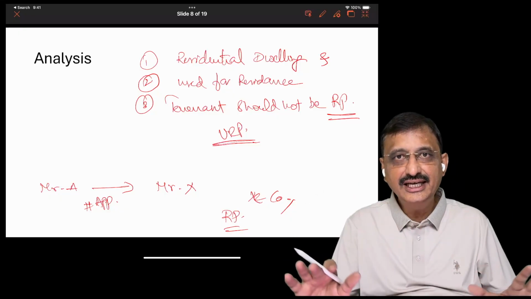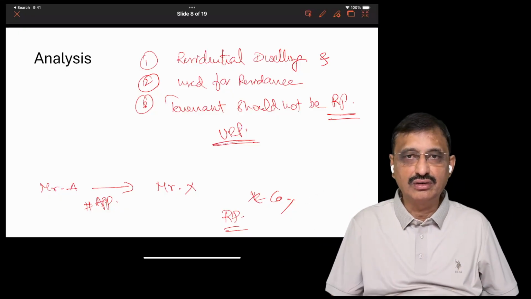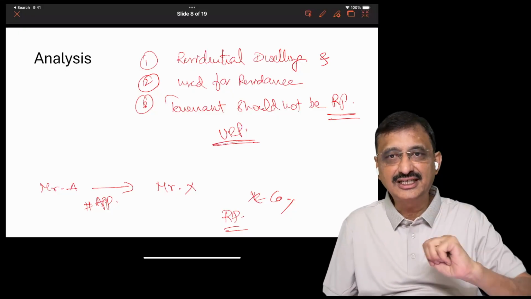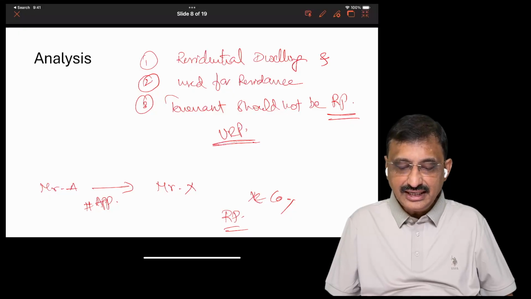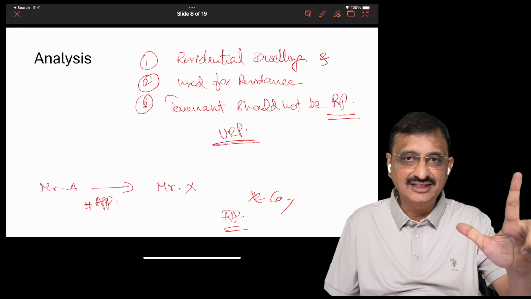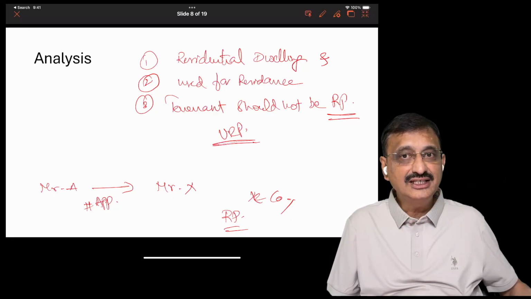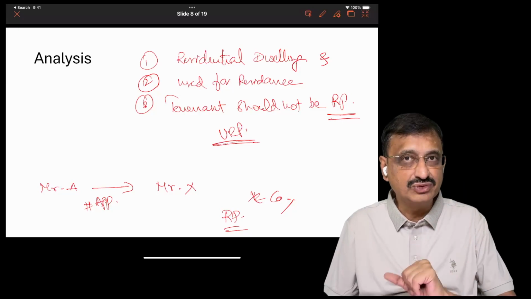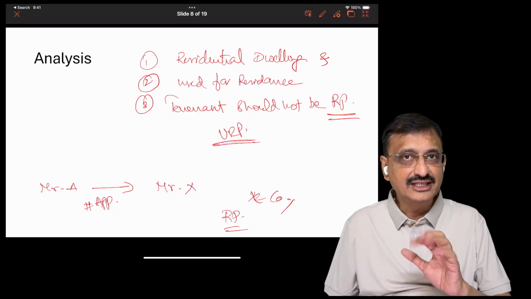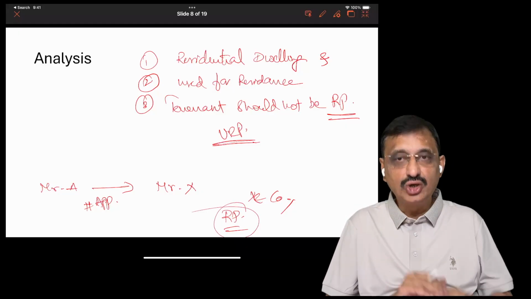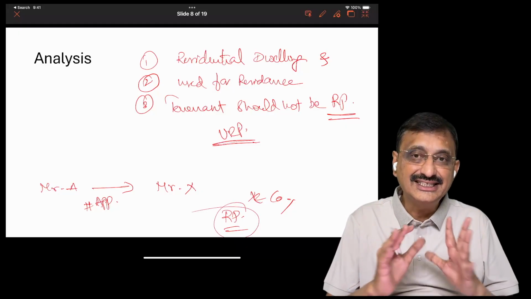On the plain reading of entry number 12 of the exemption notification, three conditions are to be satisfied. Now, in respect of Mr. X, condition 1 and condition 2 are satisfied. But coming to condition number 3, he should be an unregistered person. Then only he will get exemption. But here he is a registered person. So he may not get exemption.